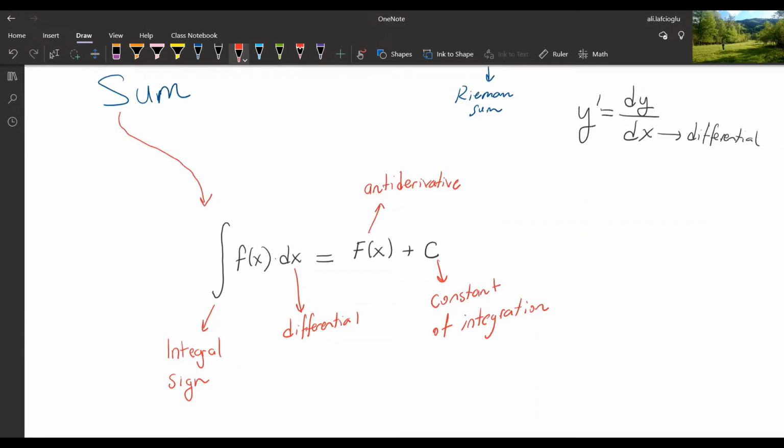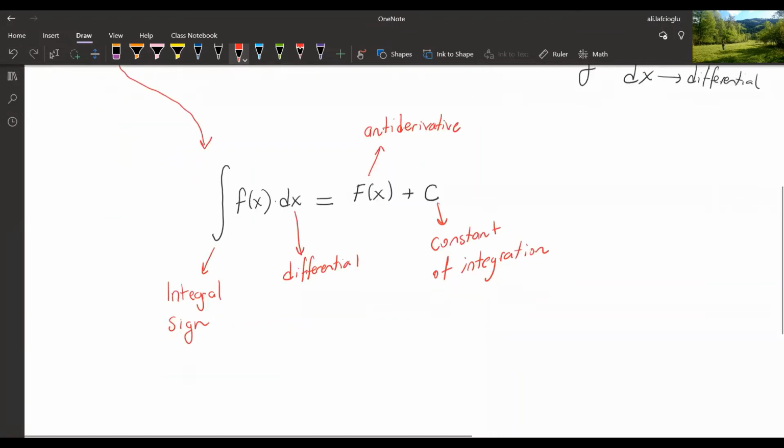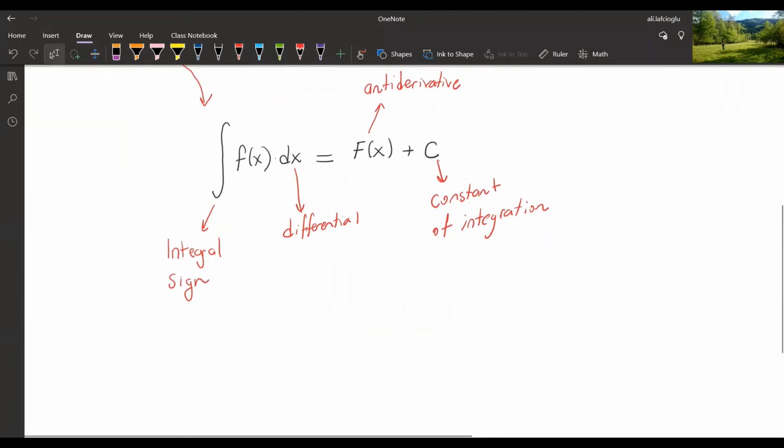So after the integral sign, there will be a function, and there will be a differential. You will see the meaning of the differential, why it's really important for us, dx. Capital F of x is the antiderivative. So what is the relation between f of x and capital F of x, the antiderivative? You will see. Let me write the relation between them here.